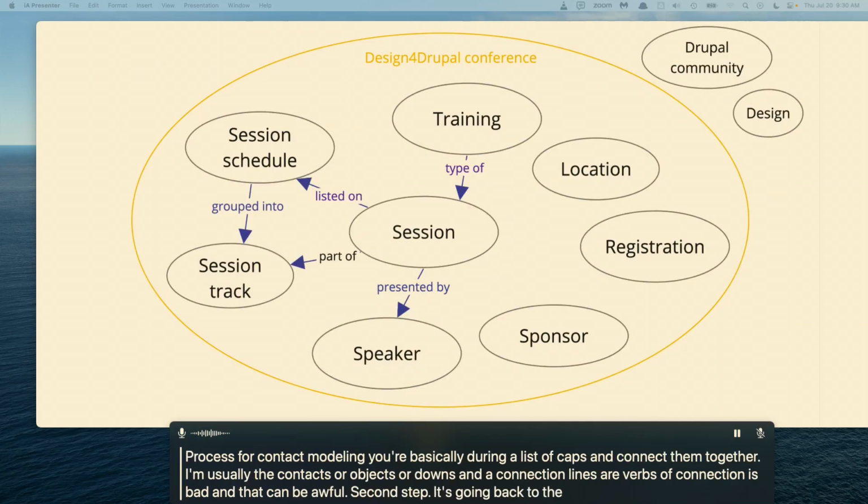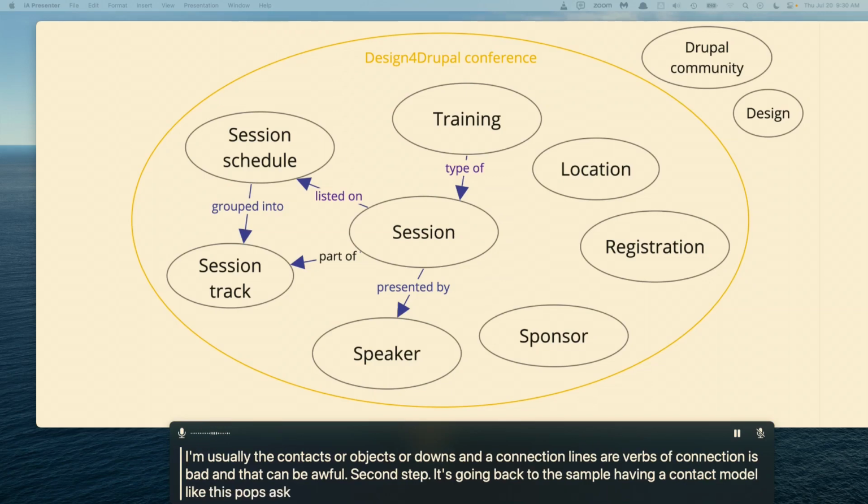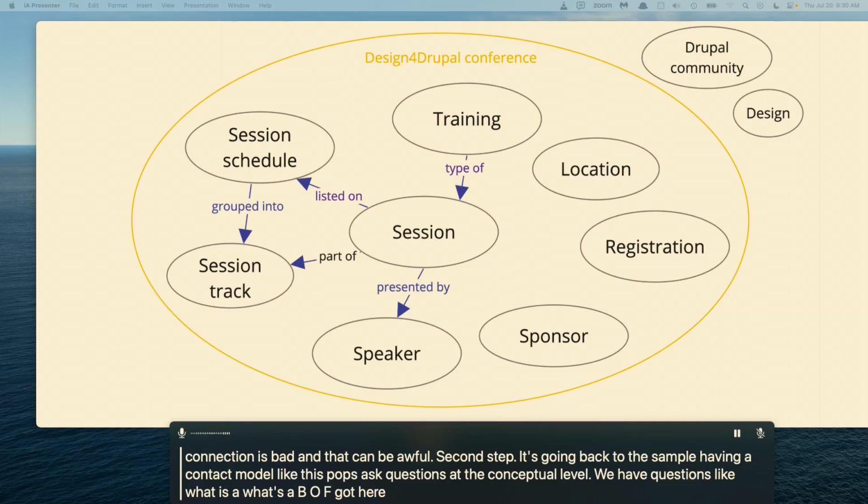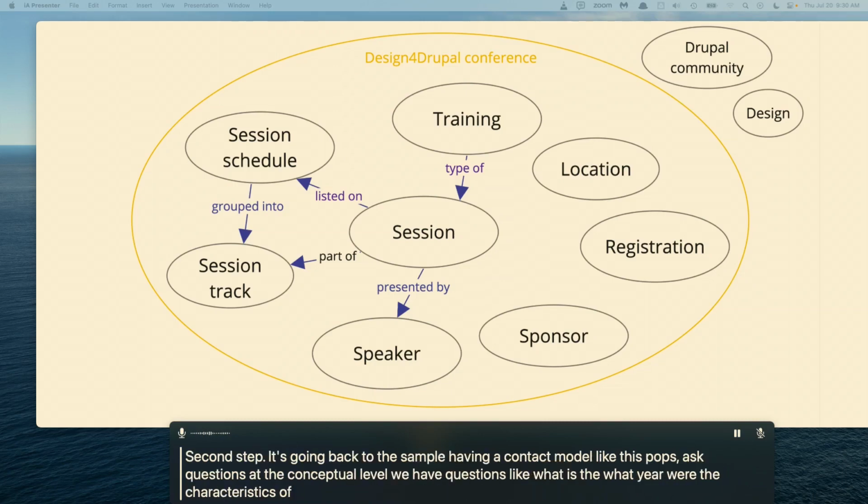So going back to this example, having a concept model like this helps us ask questions. At the conceptual level, we have questions like, what is a session? What's a BOF? I forgot to add that here. What are the characteristics of a session? What do we mean by location?